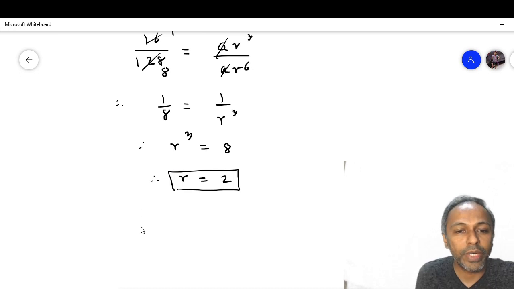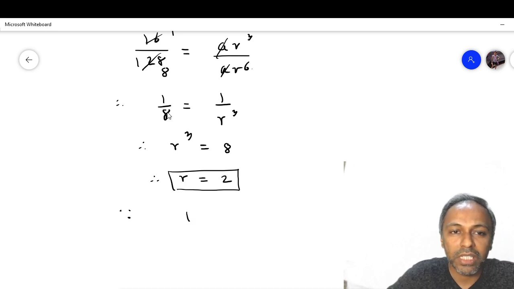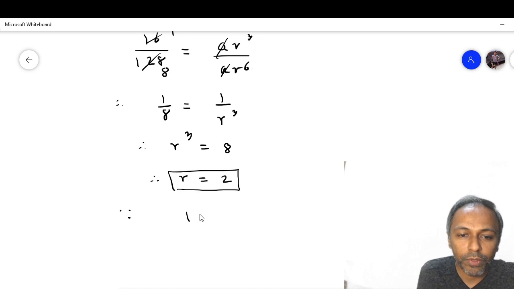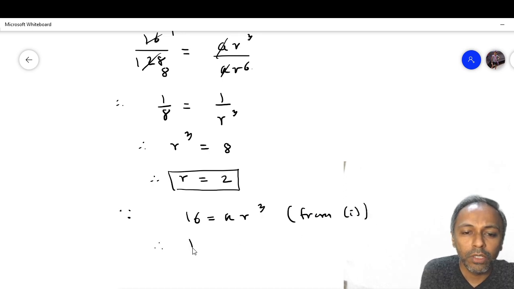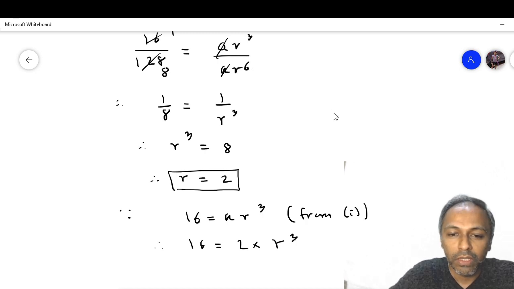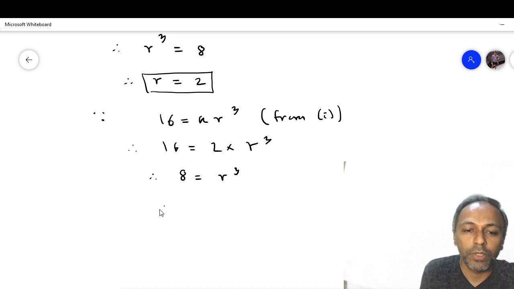They have also asked us to get the first term. Recollect, we have got from 1, 16 is equal to AR cube. This we have got from 1. Therefore 16 is equal to A into R cube. Let's solve this.